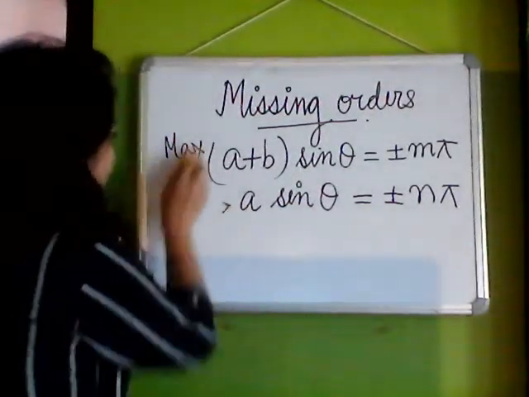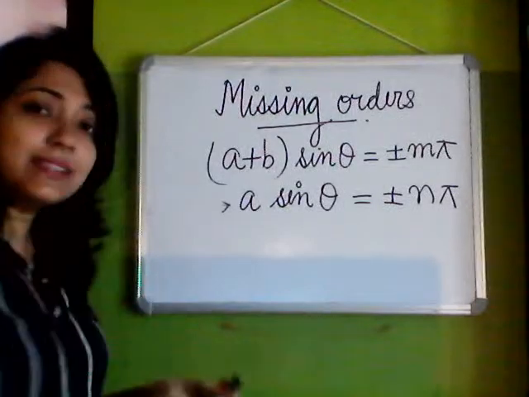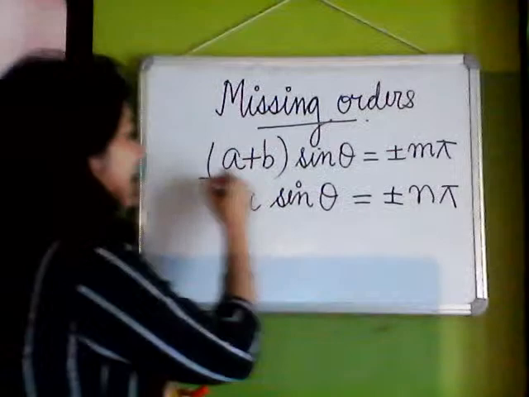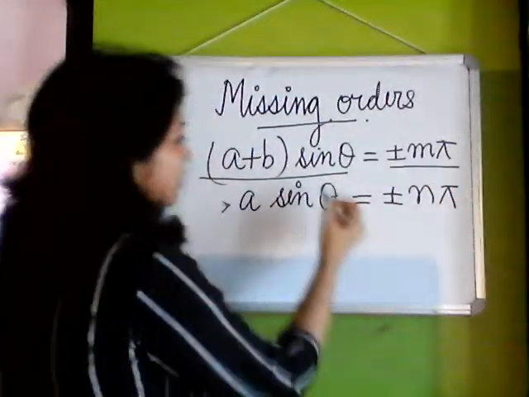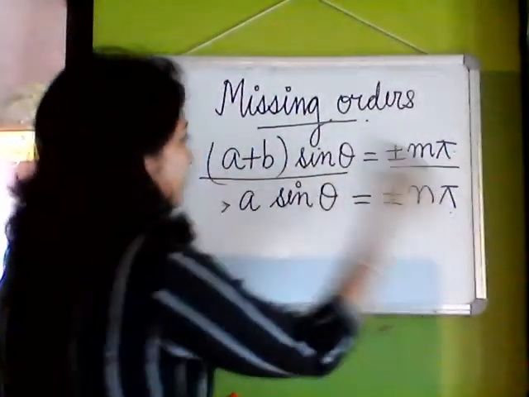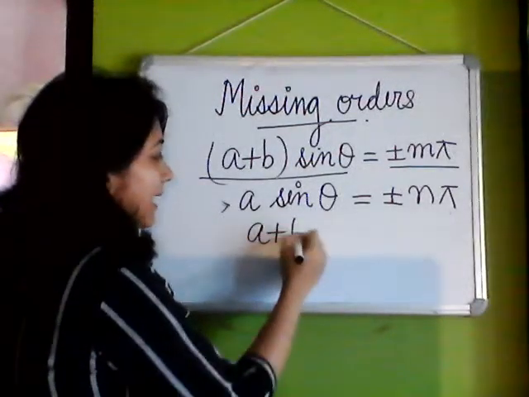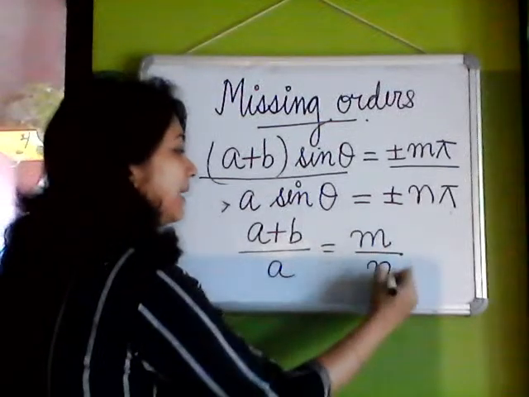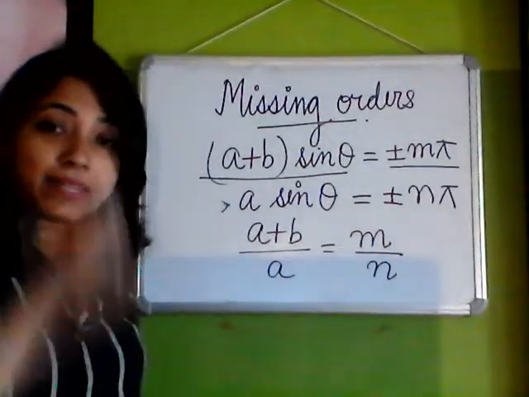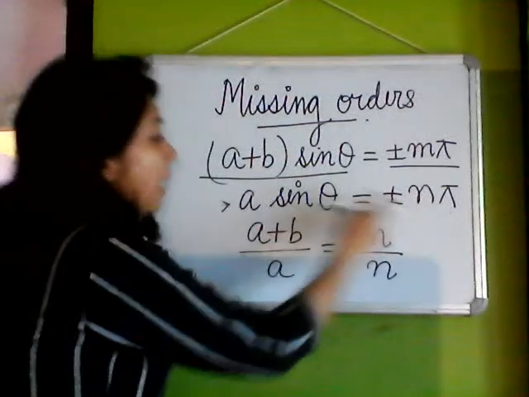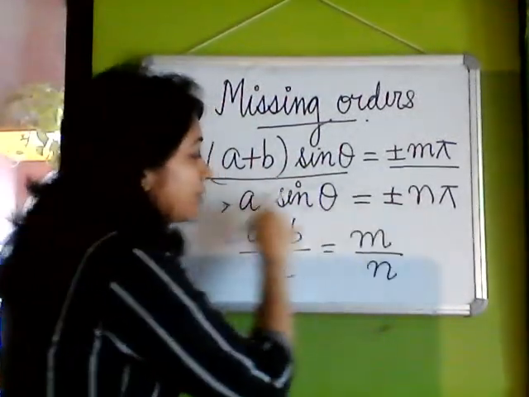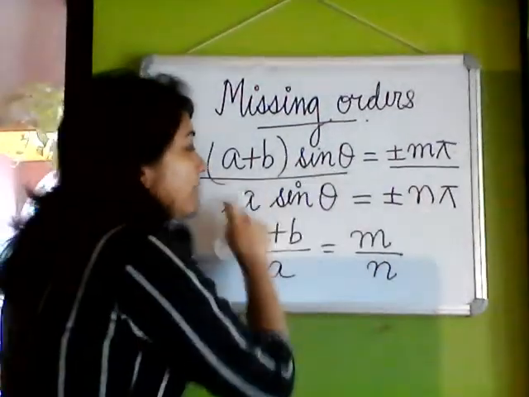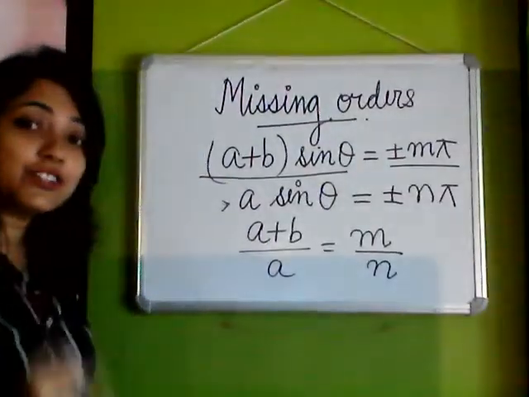Now, suppose I have written down these two equations. Now, let us divide these two equations by each other. What I have asked you to do is divide this equation by this equation. So, the sine theta will be cancelled, pi will be cancelled. So, what am I getting actually? (a plus b) by a is equal to m by n. This condition I am getting. Reminding once again that this upper equation is the condition for my intensity maxima. However, the lower one is the condition for my diffraction minima.